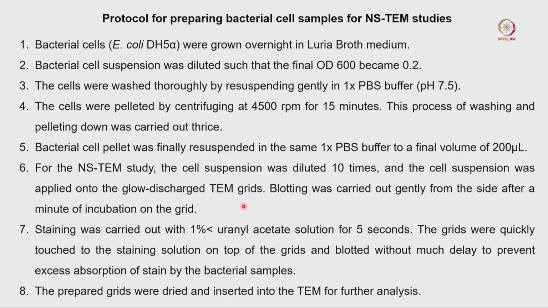So that is one of the reasons we have to focus on this particular staining part. As usual for any kind of negative staining, we have to do the glow discharge of the TEM grid, and that is very important. When glow discharge is done, generally we use less than 1% uranyl acetate staining solution, and for staining the sample and blotting the excess buffer and staining solution, we have to do it very fast.